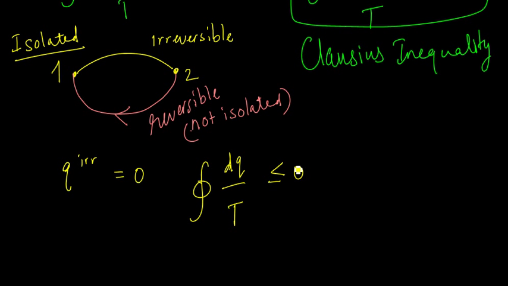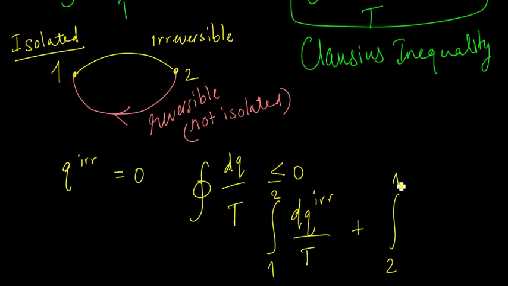If I use this, then I have to consider the two paths, the irreversible plus the reversible path. That means what I have to see is the integral from 1 to 2 of dQ irreversible by T plus the integral from 2 to 1 of dQ reversible by T is less than or equal to 0. This is what the Clausius inequality is stating.